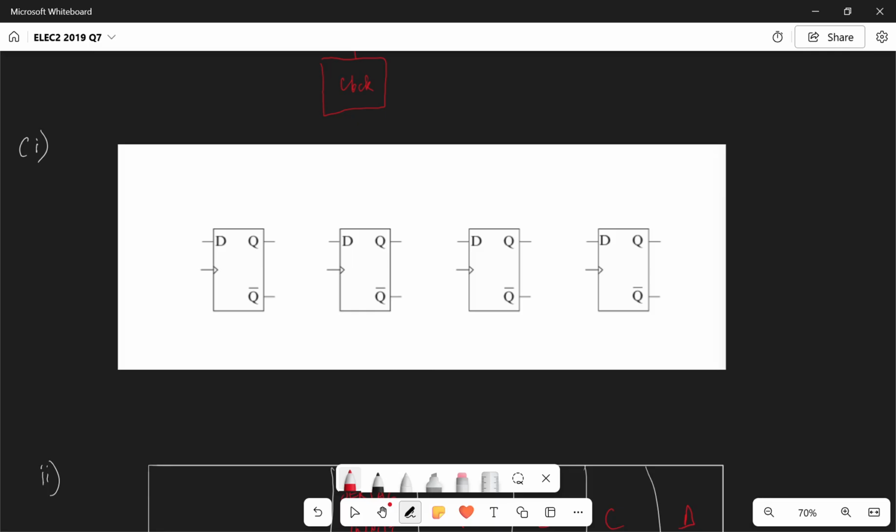All right, so the first thing that you need to do with this type of configuration is label the clock. And for this particular configuration, all of the D types for a shift register are linked to the same clock. The next bit is the serial input. All right, so serial input is going to be from the left-hand side over here.